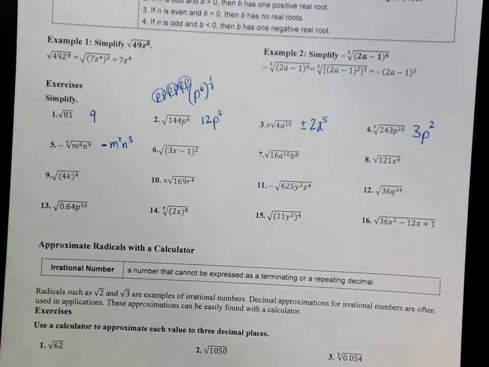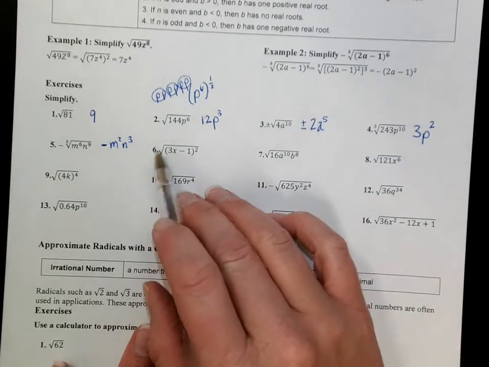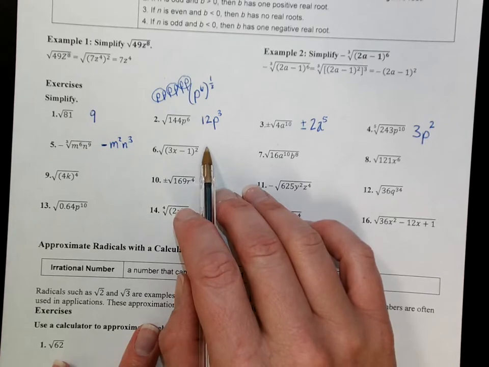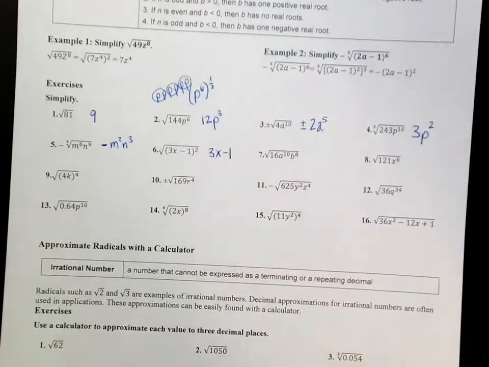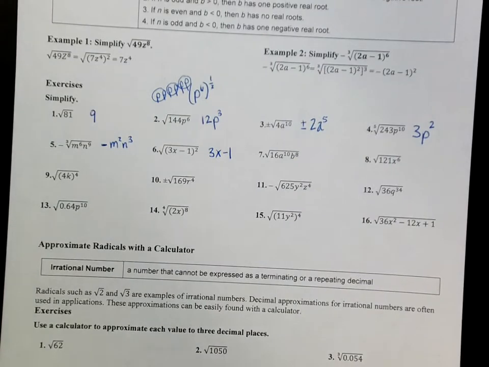Okay. This one's fun. This one tricks people every once in a while. What is the square root of 3x minus 1 squared? Well, if you remember, a square root and a square, that's like saying, what is the square root of x squared? It's just x. So in this case, that's just 3x minus 1. Done. You should love that question.